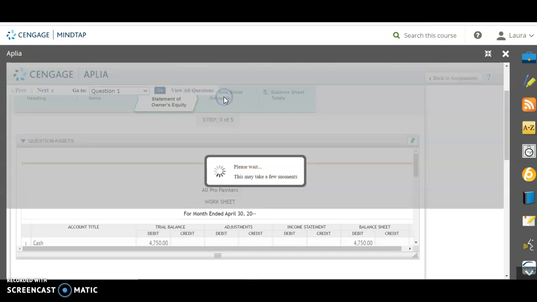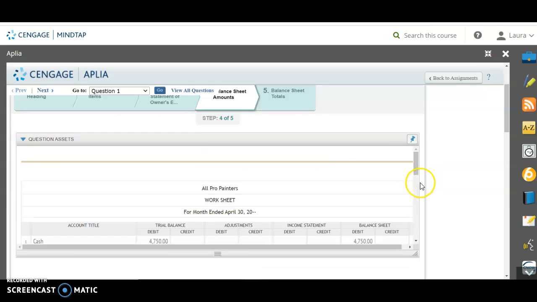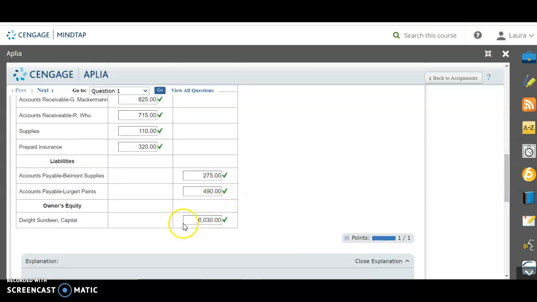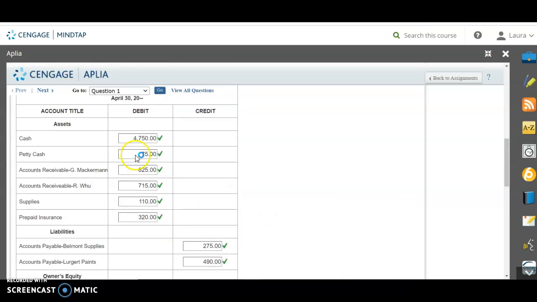So when we do step 4, that is the amount that we're going to use for this capital right here. Okay, so you're going to have to remember that or make a note of that on the balance sheet. It is the new capital that you figured out.